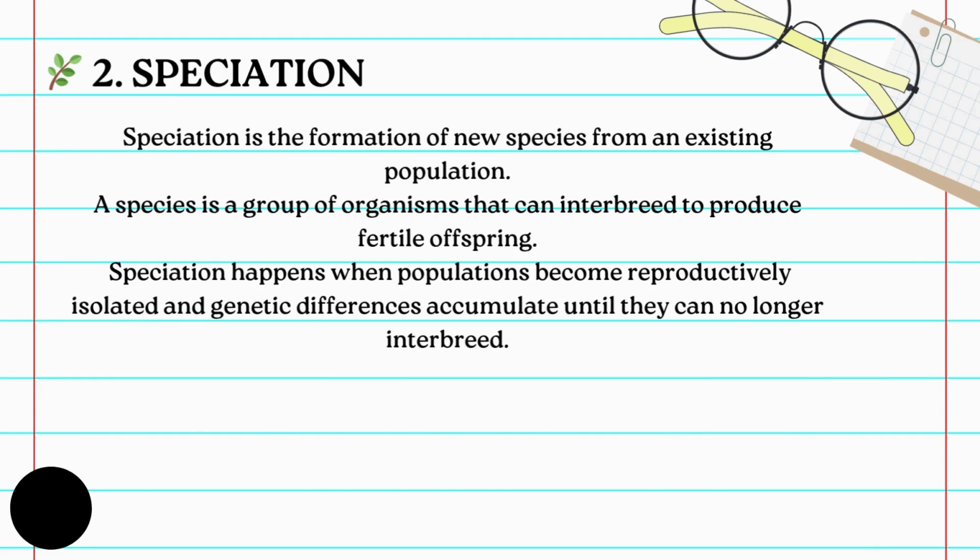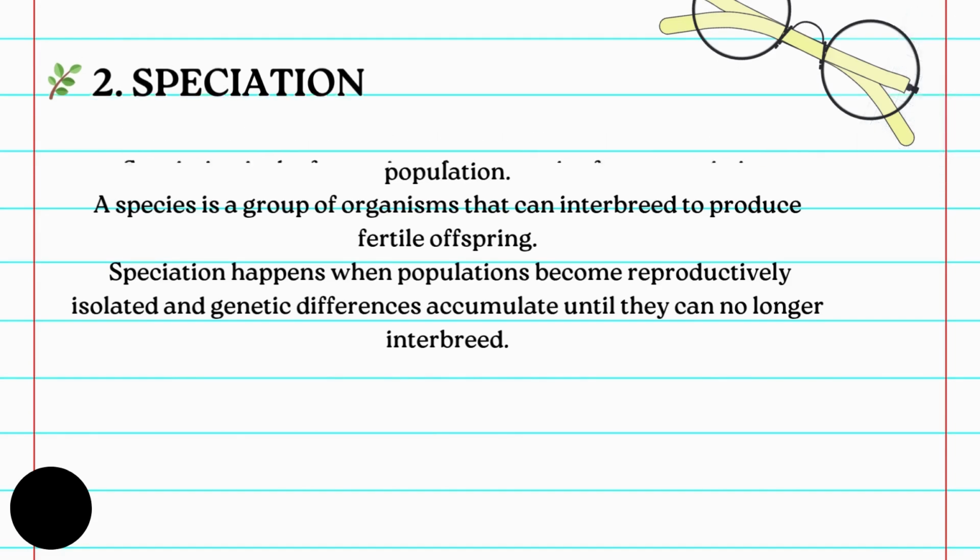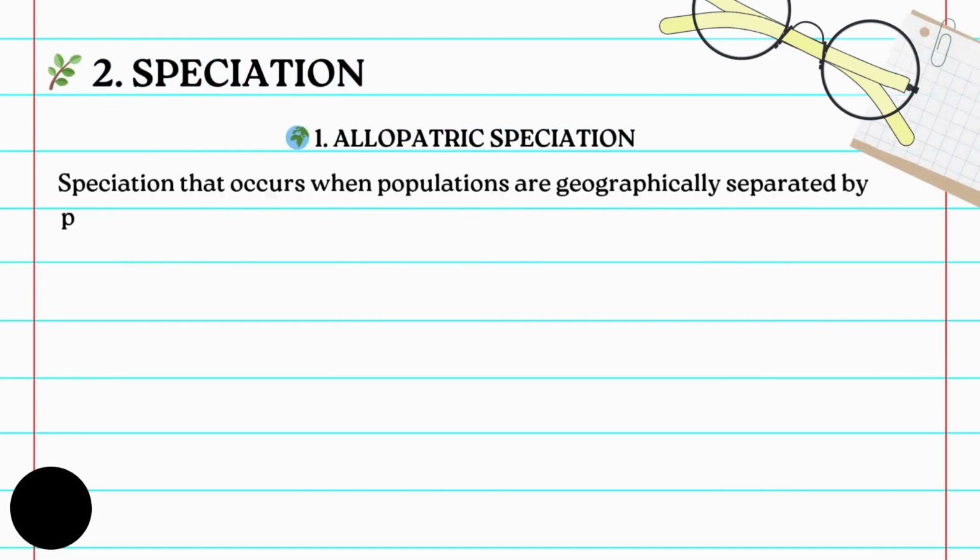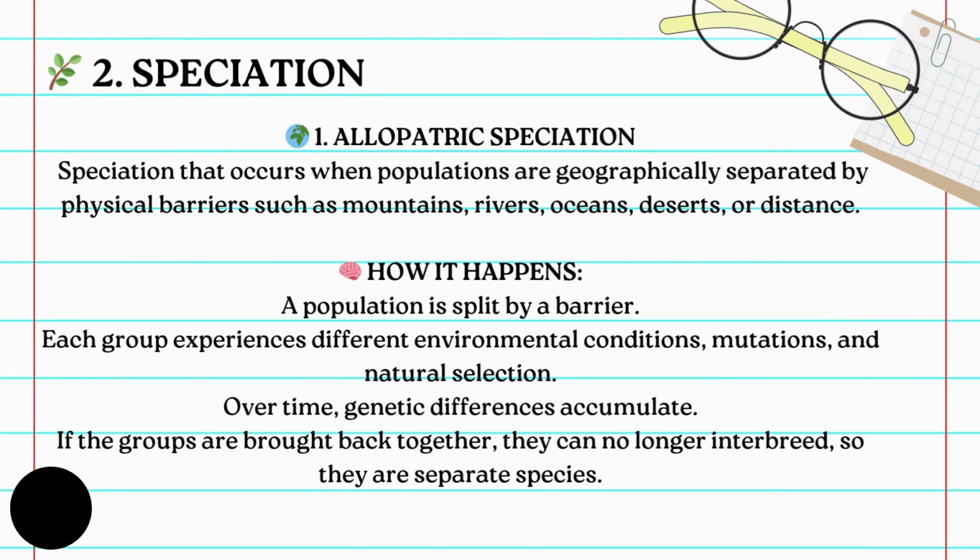So speciation happens when populations become reproductively isolated and genetic differences accumulate until they can no longer interbreed. Speciation, or the formation of a new species from an already existing one, happens when the organisms in that species get isolated, which causes them not to be able to reproduce. In that isolation they may experience two completely different environments, causing them to change and undergo natural selection, so that even when they are brought together, they can no longer reproduce or interbreed.